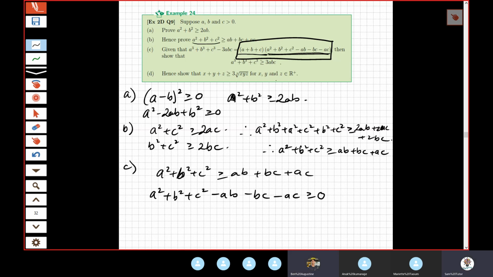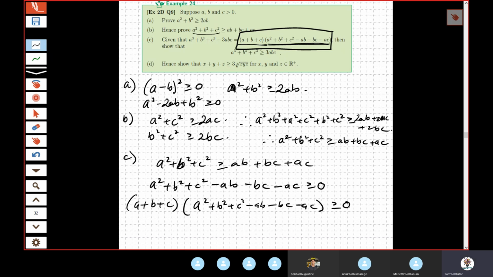Yes, exactly. You've got to times it by a plus b plus c, because if you need something, you guys have got to start learning. If I need it, then you get it out. You just write it out. So a plus b plus c multiplied by a squared plus b squared plus c squared minus ab minus bc minus ac greater than or equal to 0. Because 0 times anything is still 0, right?